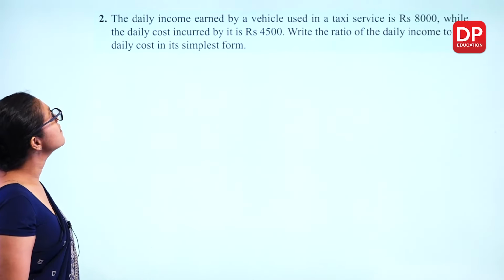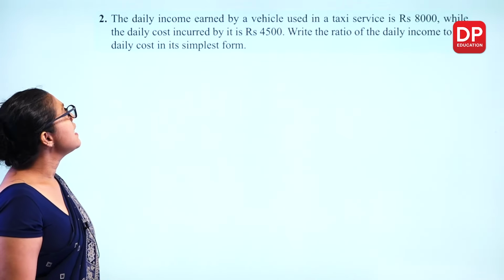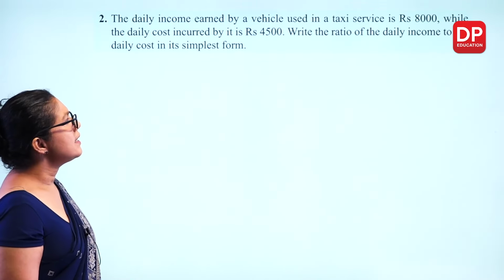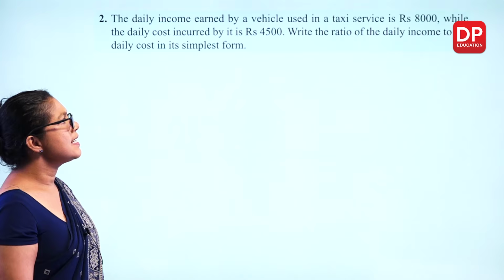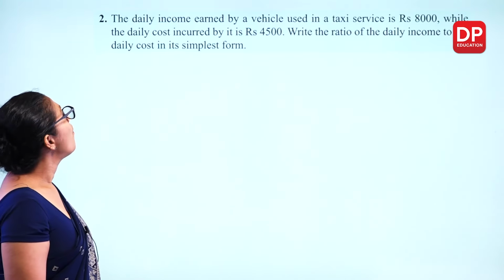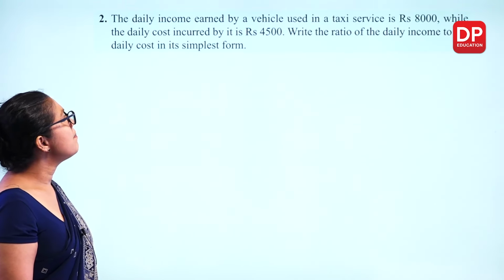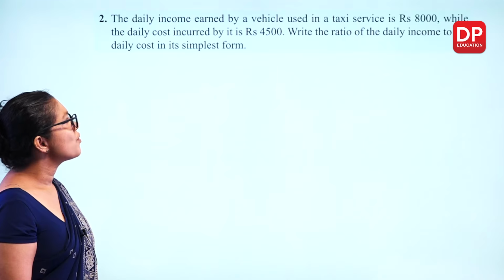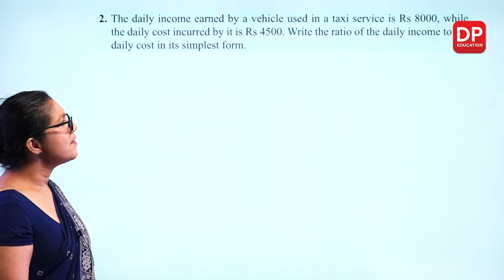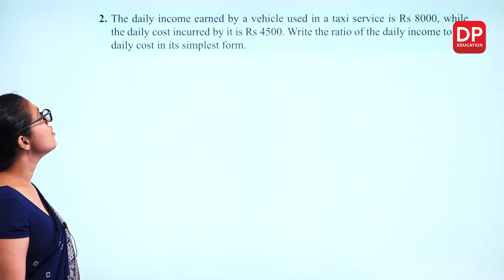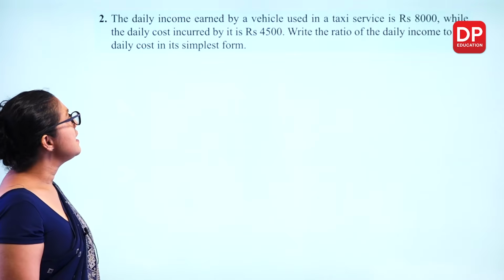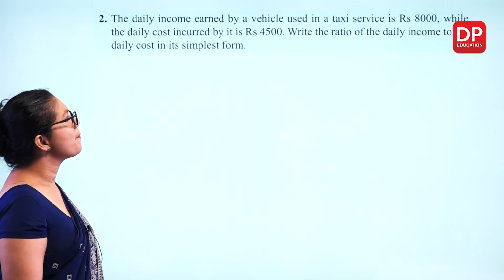Now we look at the second question. The daily income earned by a vehicle used in a taxi service is 8,000, while the daily cost incurred by it is 4,500. Write the ratio of the daily income to the daily cost in its simplest form.